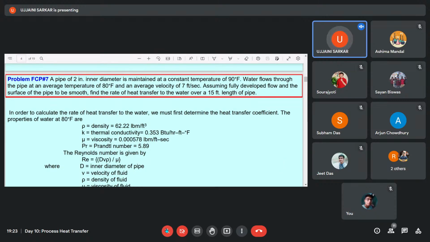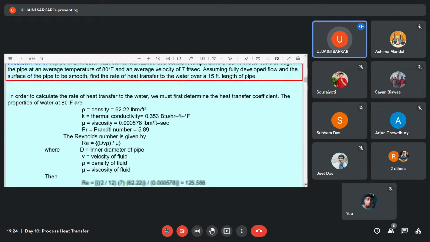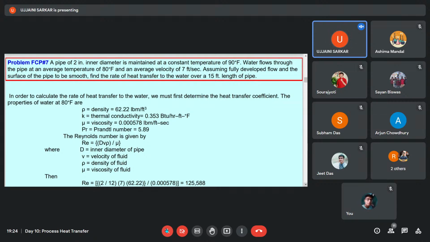Assuming fully developed flow and the surface of the pipe to be smooth, find the rate of heat transfer to water over a 15 feet length of pipe. So now they are asking you to find out Q, that is heat transferred per unit time. They are not asking you to find out just h. You find out h and then you move one step ahead and find out what is Q. So Q is actually the amount of heat transferred per unit time.